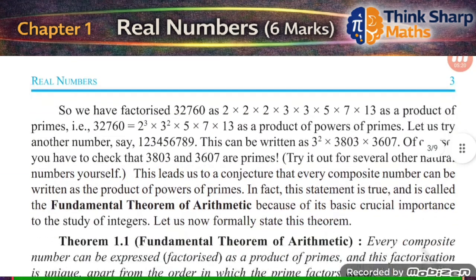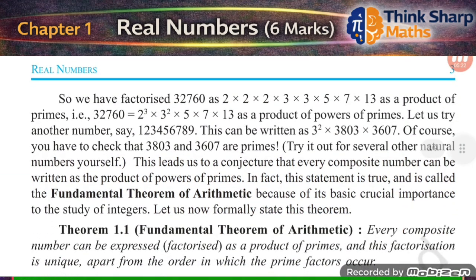Now see the next page. We have factorized 32,760 as 2 raised to the power 3, 3 raised to the power 2, 5 into 7 into 13. So they have written it as a product of powers of primes.